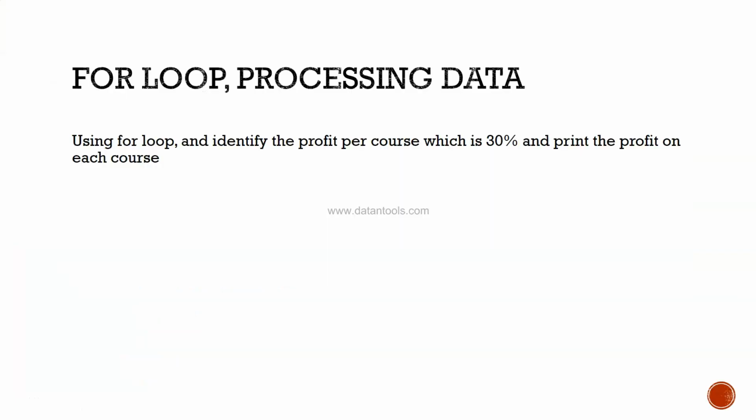Okay, quiz time. For loop for processing data. Using a for loop, you need to identify the profit per course, which is 30%, and print the profit of each course. If you find any difficulty in doing that, then just watch the video again. But even after that, if you have some question or some difficulty, then let me know in the comments and I'll respond to you. With that, I'll meet you in the next video with a new topic.